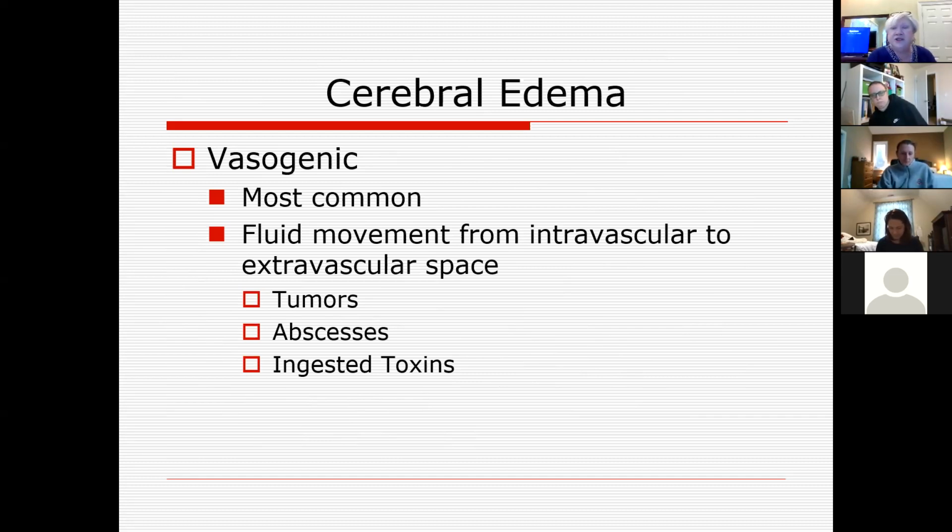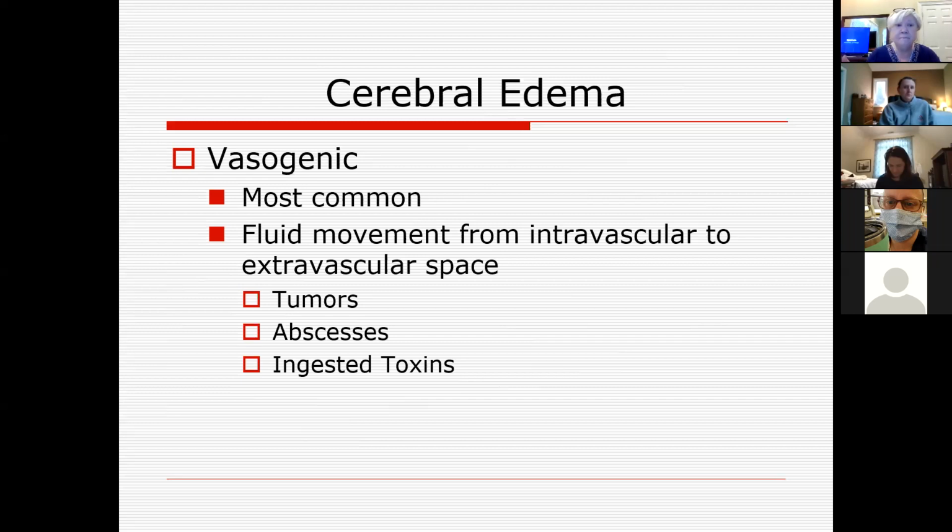Okay, so vasogenic is the most common. It moves from the intravascular space, inside the circulating bloodstream, out into the interstitial fluids, out into the extravascular space, from the bloodstream into the tissues. Okay, you get this from brain tumors. Okay, you get this from abscesses. You get this from taking poisons and that type of thing. It's by far the most common. Okay, and it could go to any extravascular space.